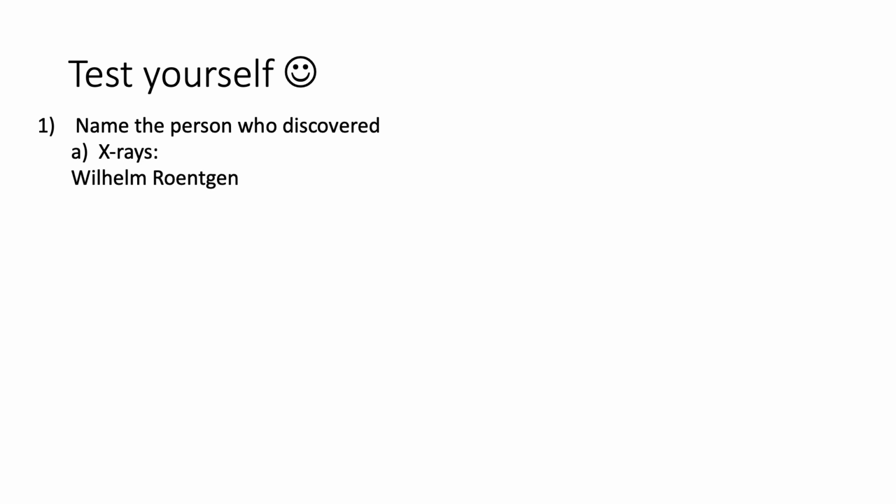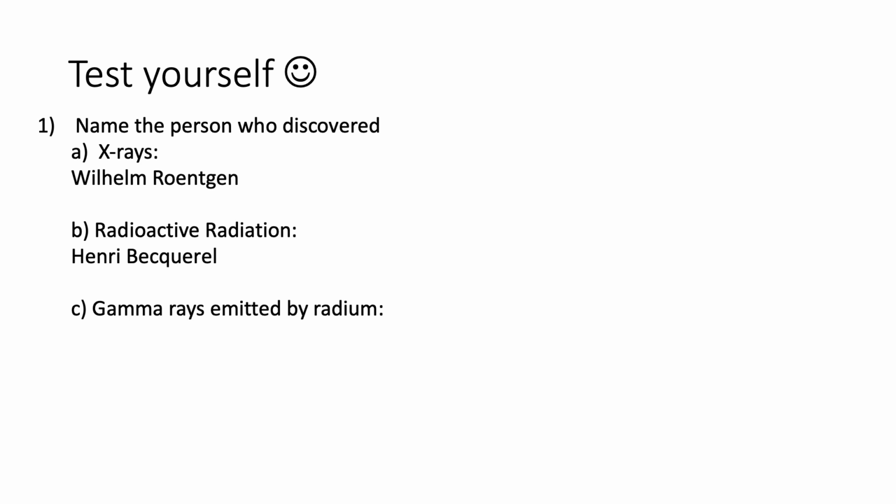So let's test yourself. Could you name the person who discovered the X-rays? Pause the video if you need some time and give an answer. It was Wilhelm Roentgen. Could you name the person who discovered the radioactive radiation? It was Henri Becquerel. What about the gamma rays emitted by radium? Madame Curie and Pierre Curie.